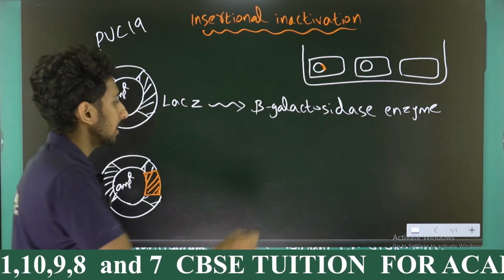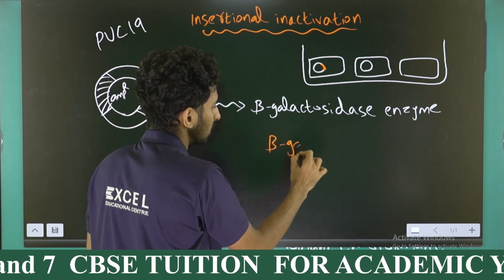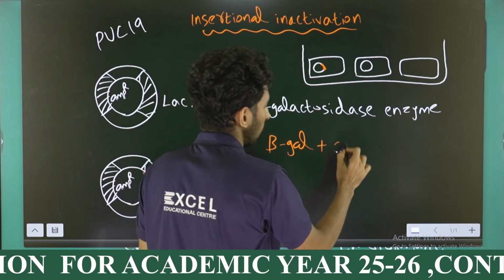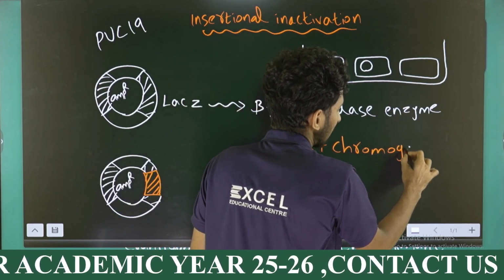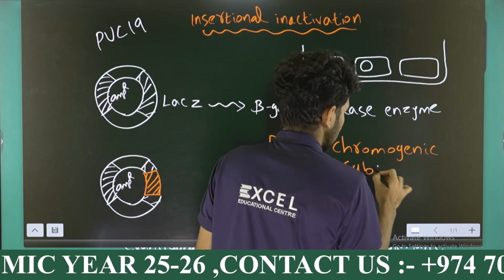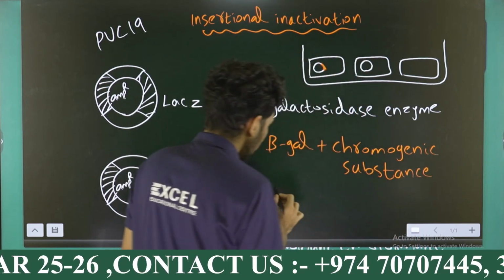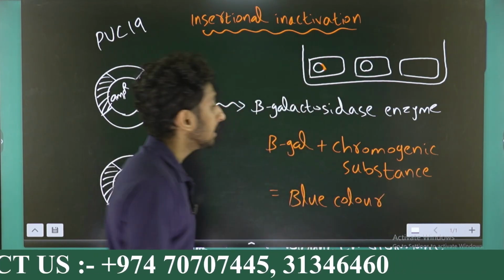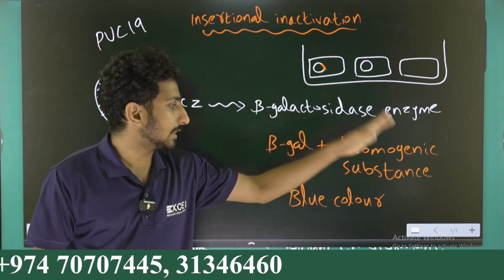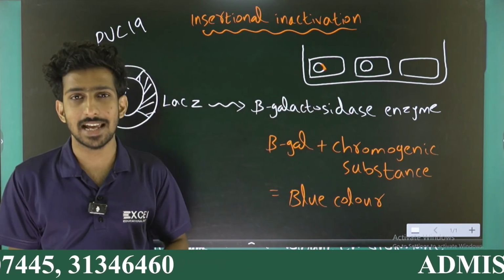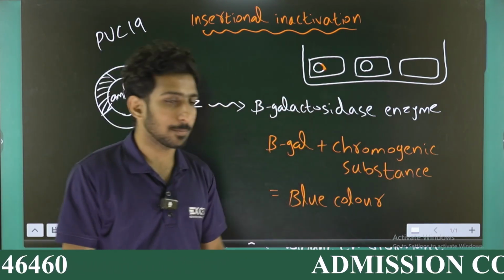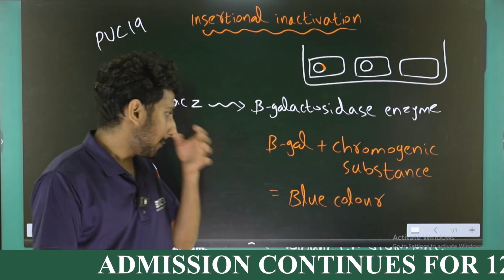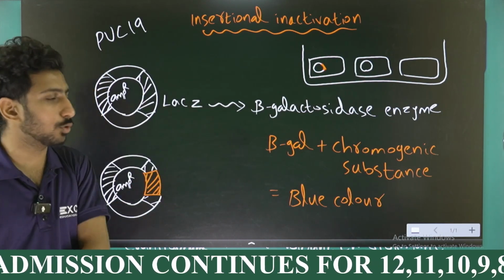Got it. Listen, this beta-galactosidase enzyme, when combined with a chromogenic substance, makes a blue color. See, the beta-galactosidase enzyme, when combined with a chromogenic substance, produces a blue color. Got it. Okay, now you got the basic thing, and now we have to do the process.